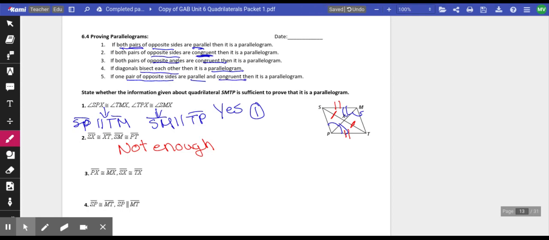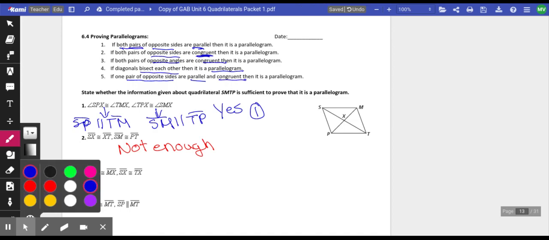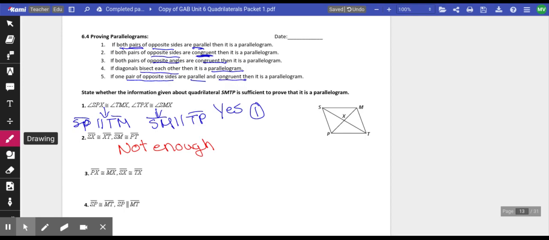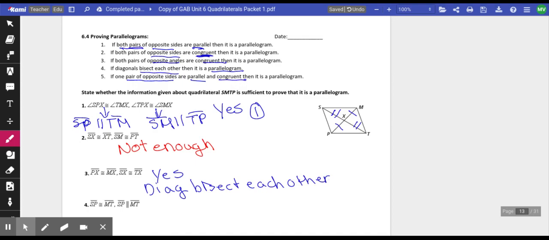So now I'm going to erase the red because I'm going to erase this all over here on my diagram. It's hard to understand when we're looking at lots of things. Go back to blue. So now I know PX is congruent to MX and SX is congruent to TX. So that yes is enough because I know the diagonals bisect each other. So that's statement number 4 up top there.